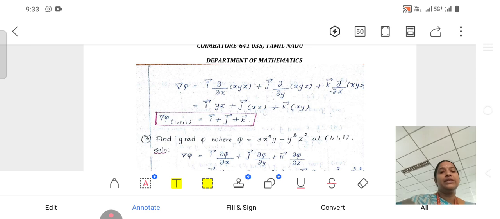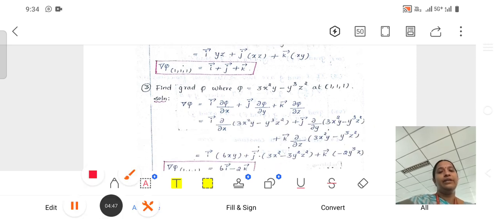First we have to differentiate with respect to x. The differentiation of x is 1, and yz is treated as constant. Therefore i vector into yz. Similarly j vector into xz plus k vector into xy. Next step is to replace x, y, z by 1, 1, 1. So finally I got the answer i vector plus j vector plus k vector.